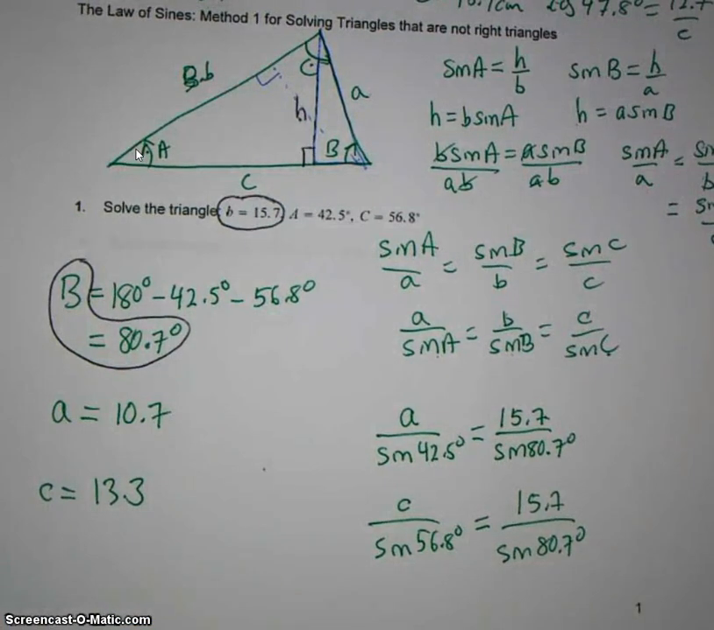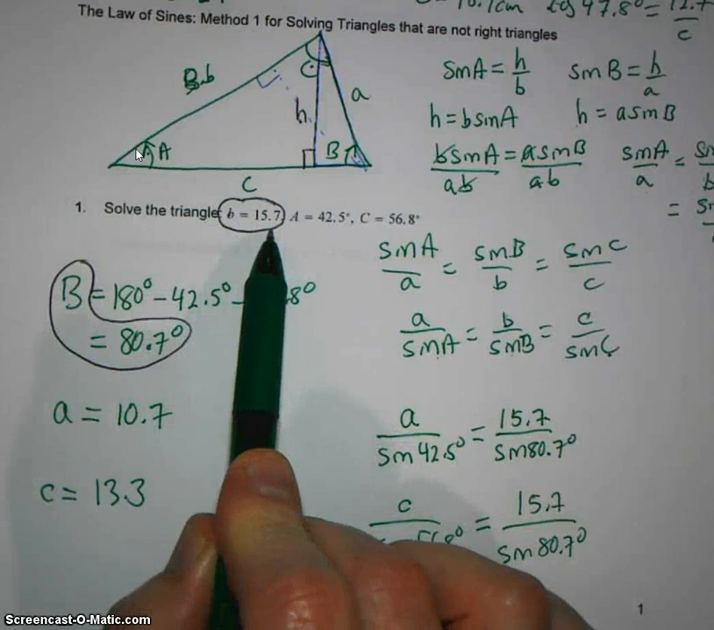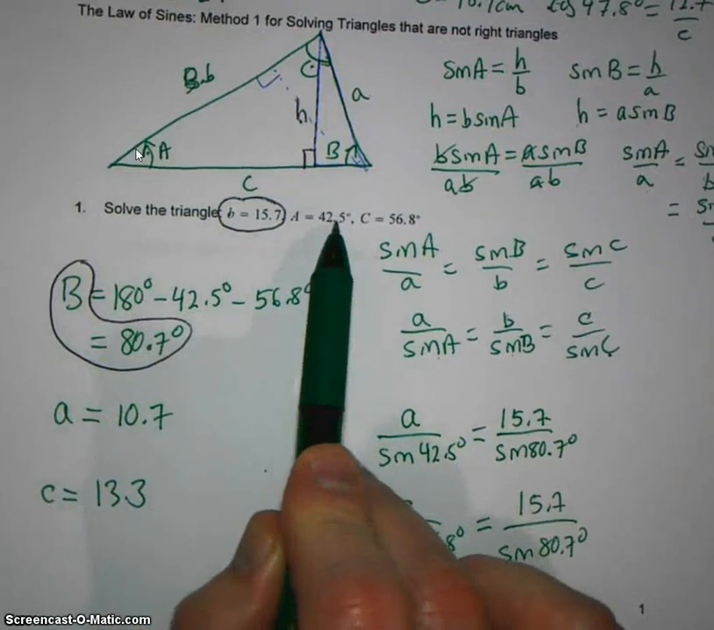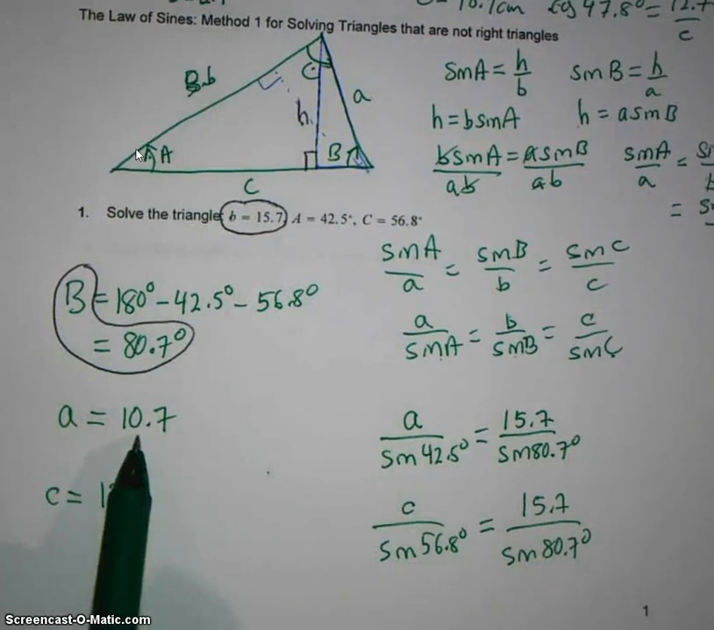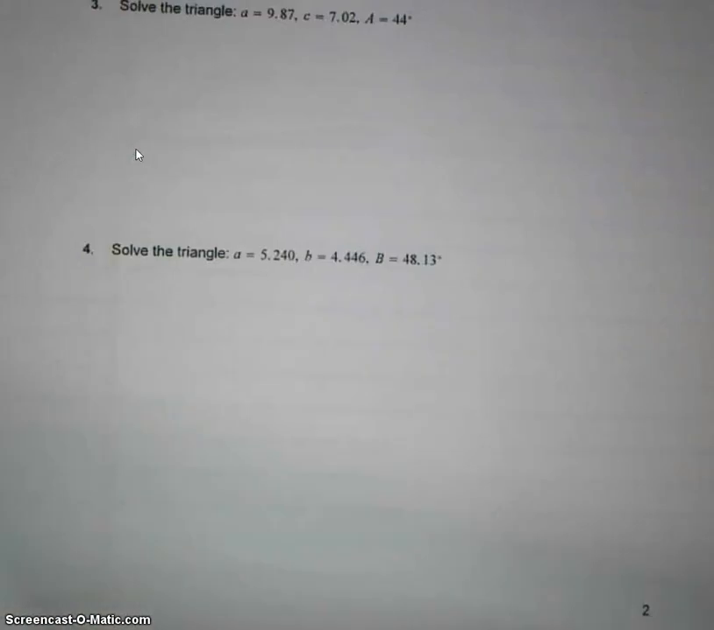Now, a nice little check, if you will, built into these is that B is the biggest angle, so side b should be the biggest. A is the smallest angle, so side a should be the smallest. It'll always work out that way. All right, let's try another one here.